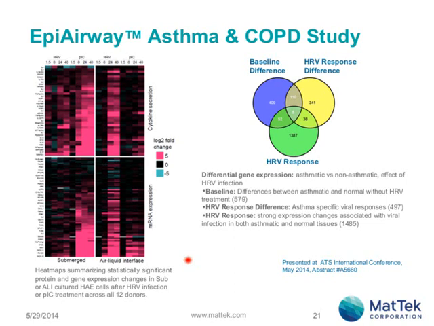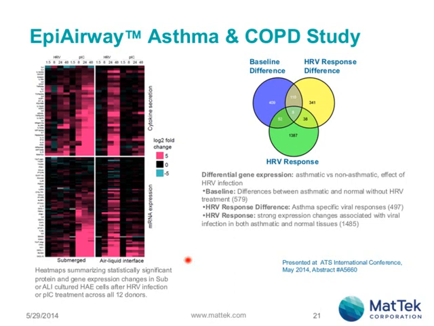The Venn diagram on the right shows differences both at baseline and upon HRV infection in the EpiAirway tissues produced from asthmatic and non-asthmatic donors. So you can see that in the baseline difference category, which is differences between asthmatic and non-disease donors without any treatment, there were 579 differences. The next category is the HRV response difference, which included 497 differences that were asthma-specific viral responses. That is, changes that were seen only in the asthmatic and not in the normal tissues.